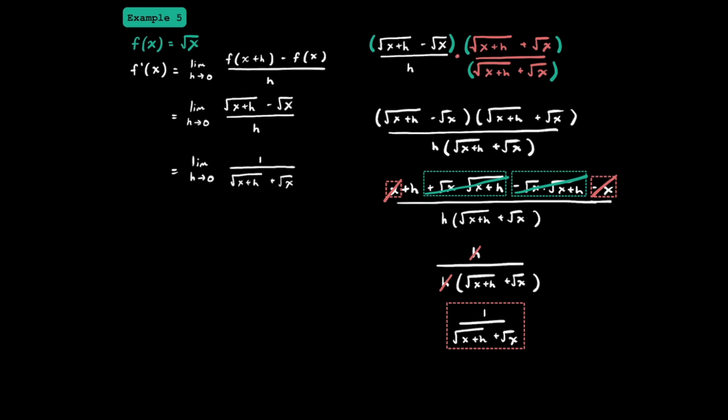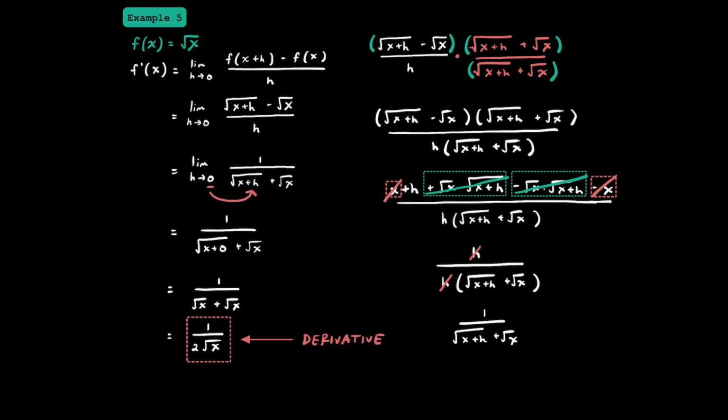Now let's solve the limit. Since h is approaching 0, we can plug in 0 in for h. In doing so, we're going to get 1 over the square root of x plus 0 plus the square root of x. Since x plus 0 is just going to be x, we're going to have 1 over the square root of x plus the square root of x. Combining like terms in the denominator, we're going to have 1 over 2 times the square root of x. This right here is our derivative.